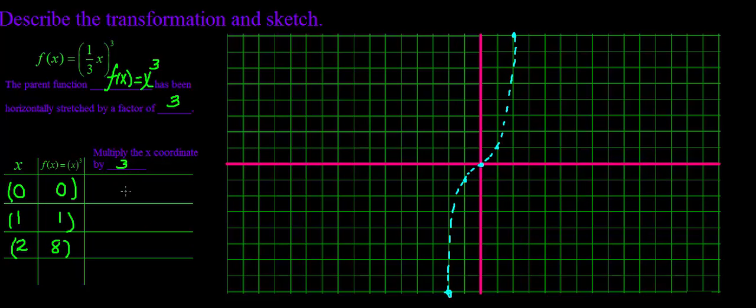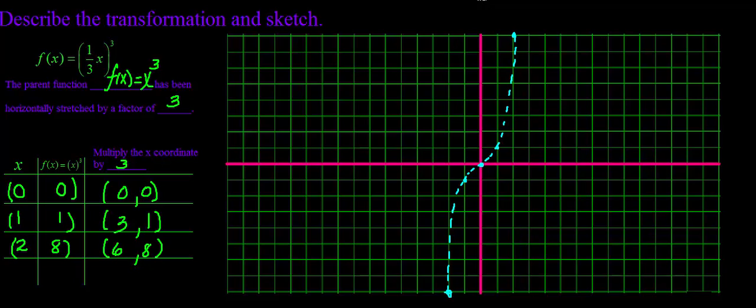Now I will start creating the horizontal stretch by a factor of 3. So what we do is we get the coordinates for our new points. Since this is a horizontal stretch, my y values will remain exactly the same, and my x values are the ones that are going to change. So I take each x value and multiply by 3. 0 times 3 is 0. 1 times 3 is 3. 2 times 3 is 6.